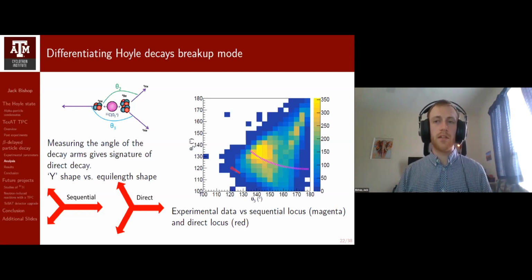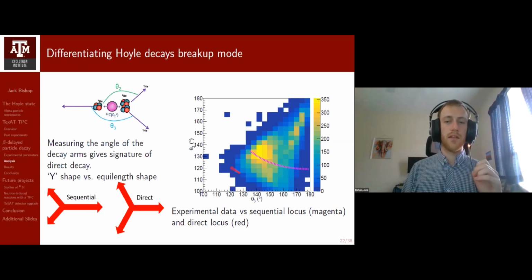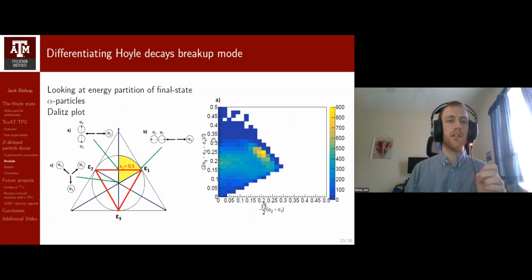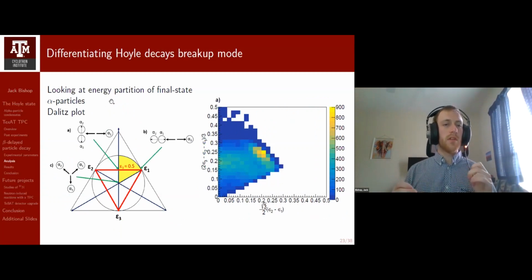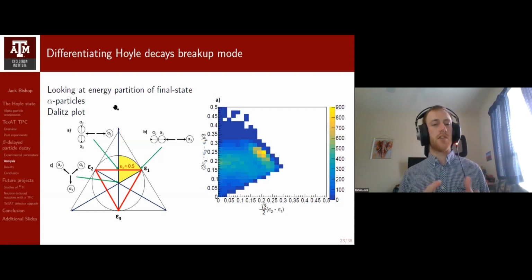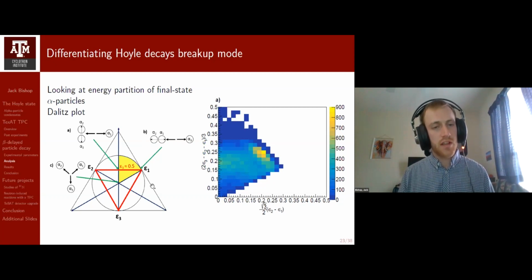So we need one other thing to be able to really pinpoint and separate the sequential from the direct components. And the way we do this is using the energy partition of the final state. We do this through the Dalitz formulation. We look at the fractional energy of these 3 alpha particles, and they're projected onto this 2D plot where we have 3 overlapping axes.